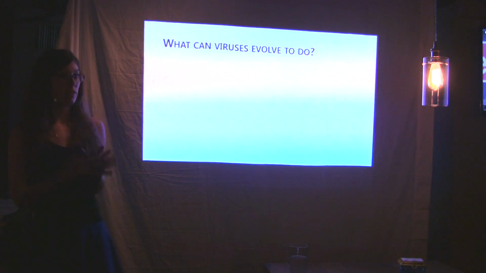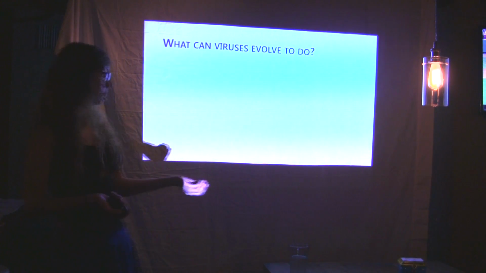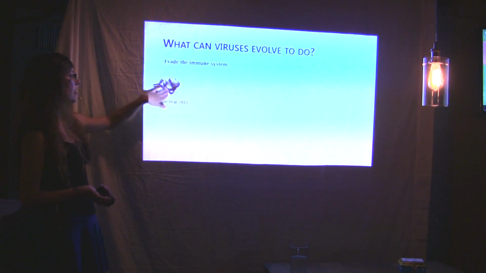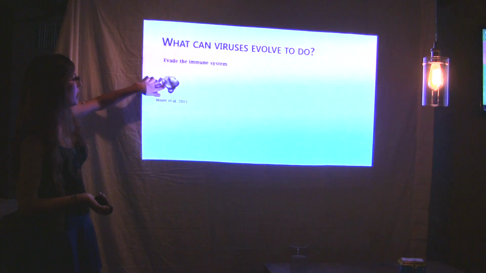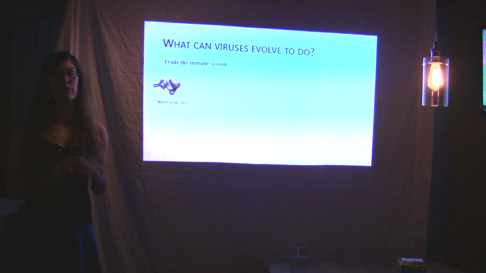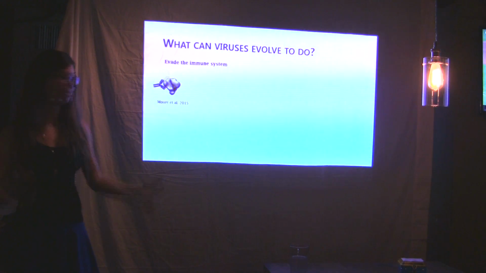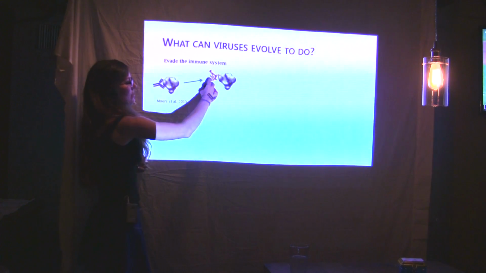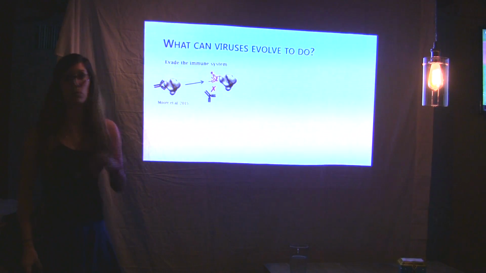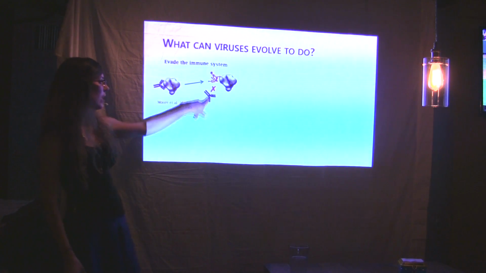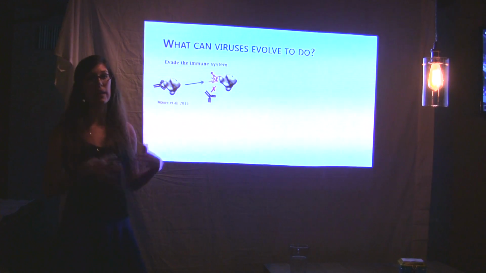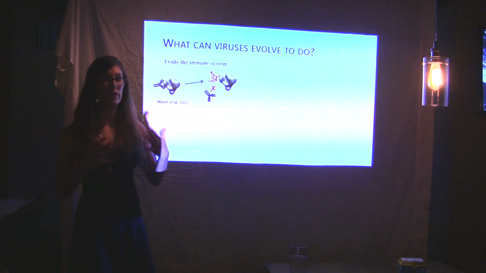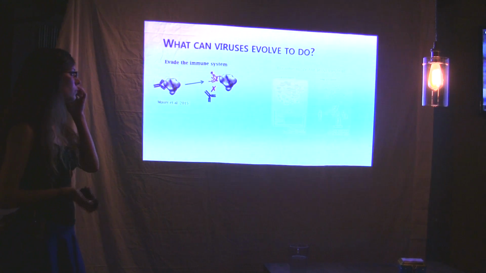Okay, so what can viruses evolve to do? The first, most obvious one is that they can evade the immune system. So here's a virus particle, and this is an antibody. It's binding to that virus particle, and now that virus particle can't get into a cell. If that virus happens to get a mutation that, let's say, adds a large chunk of carbohydrate onto its surface, now the antibody can no longer bind there, and now it can infect your cell. So this is how viruses can evolve to evade your immune system and make you sick.